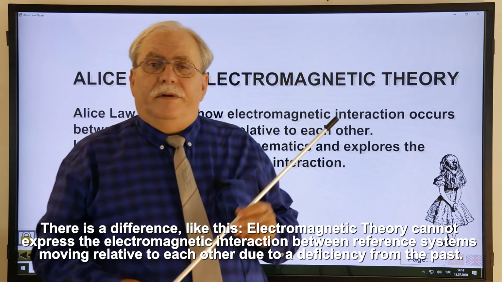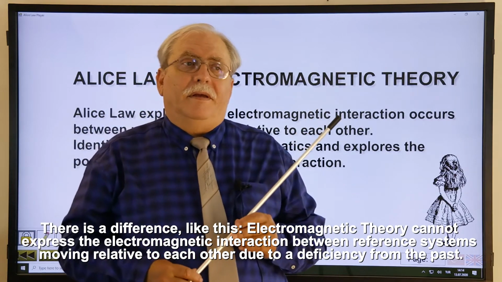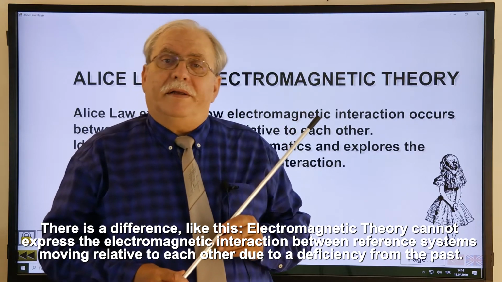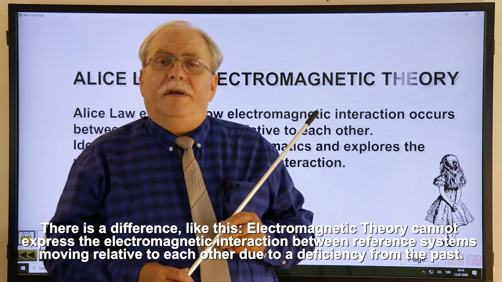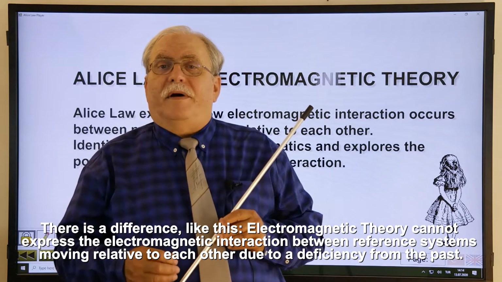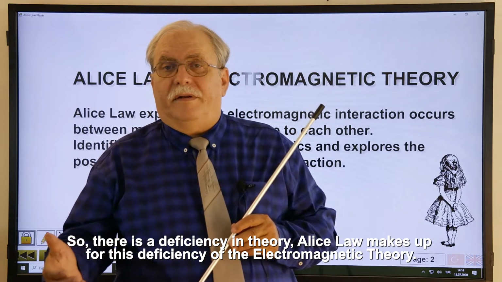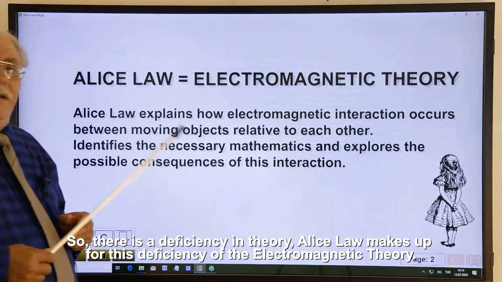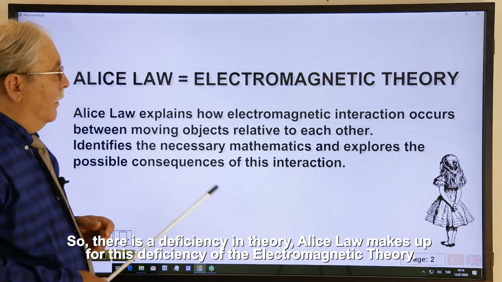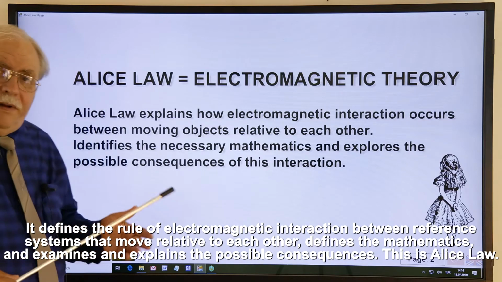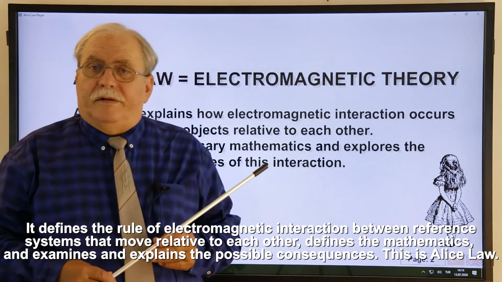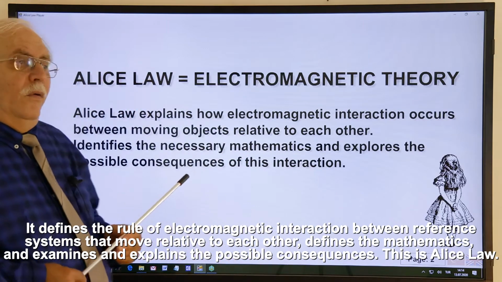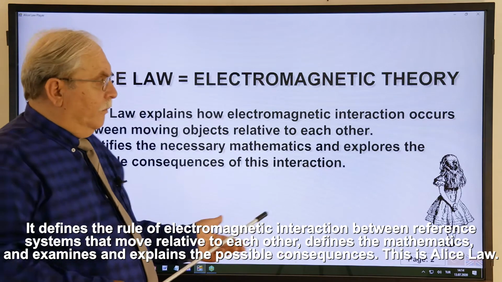There is a difference, like this: electromagnetic theory cannot express the electromagnetic interaction between reference systems moving relative to each other, due to a deficiency from the past. So, there is a deficiency in theory. Alice Law makes up for this deficiency of the electromagnetic theory. It defines the rule of electromagnetic interaction between reference systems that move relative to each other, defines the mathematics, and examines and explains the possible consequences. This is Alice Law.